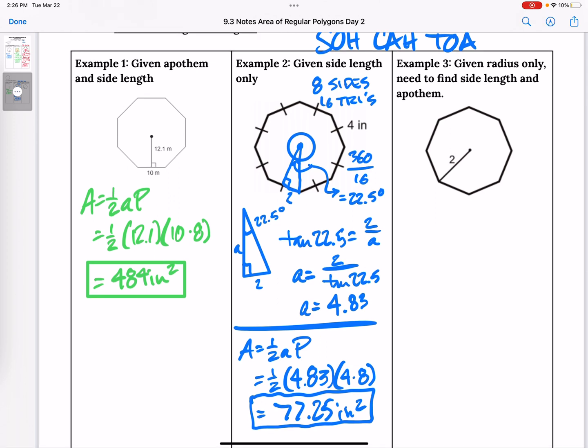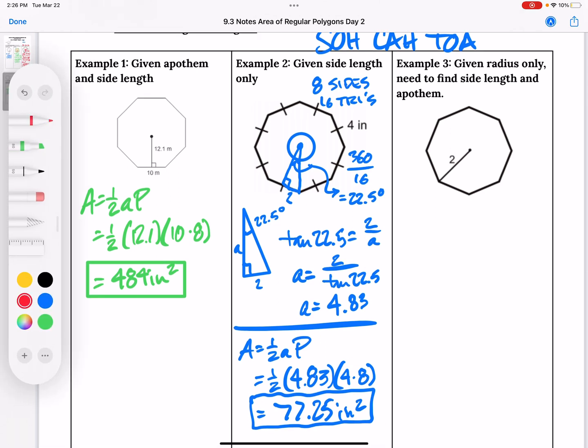All right, one more problem today. So here we go. This time we are given the radius. So again, we will build this triangle here. I need to know apothem and x. So this one's going to work just like we did on the previous page. Okay, I've got a 22.5 degree angle here. This is my A, this is my x, and this is 2.